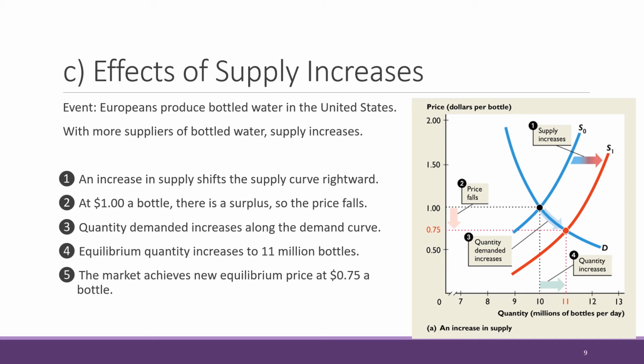In this example, assuming that Europeans produce bottled water in the United States, given more suppliers of bottled water, supply increases. An increase in bottled water supply shifts the supply curve rightward from S0 to S1. This creates surplus at $1 a bottle. Therefore, price of bottled water will decrease. Reduction in the price of bottled water will increase quantity demanded of bottled water until equivalent quantity of 11 million bottles. This leads to new equilibrium price at 75 cents a bottle.